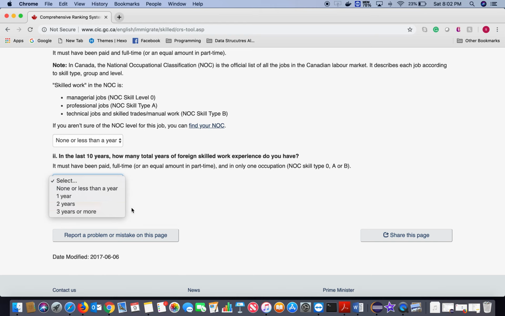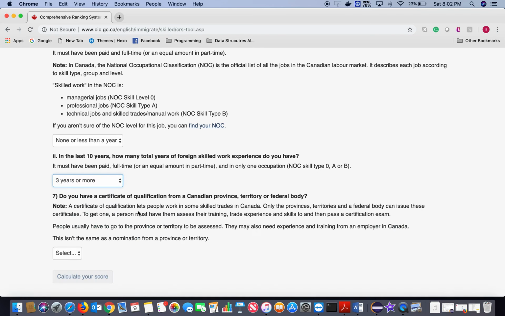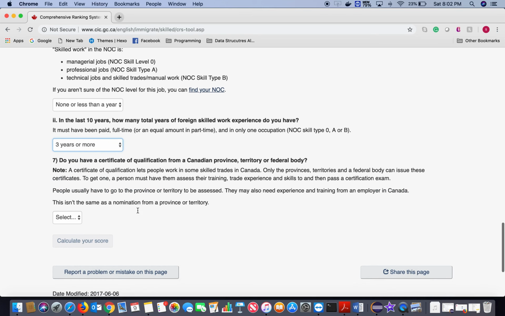So let's say you have part time work experience in two firms. You will calculate the number of hours for part time, then convert it to full time hours, and then go ahead with answering that question. So let's say you have 3 years or more of full time work experience. Please select that in the drop down.